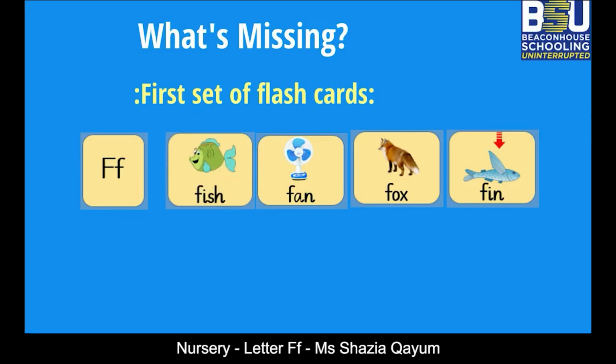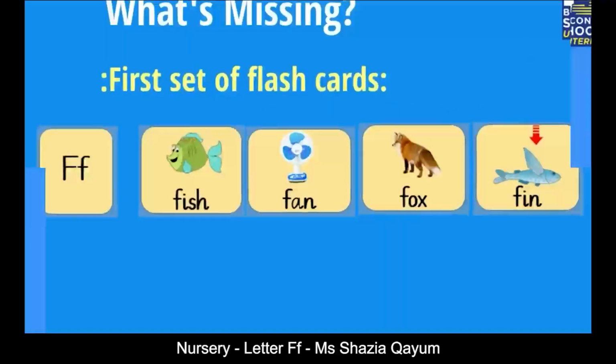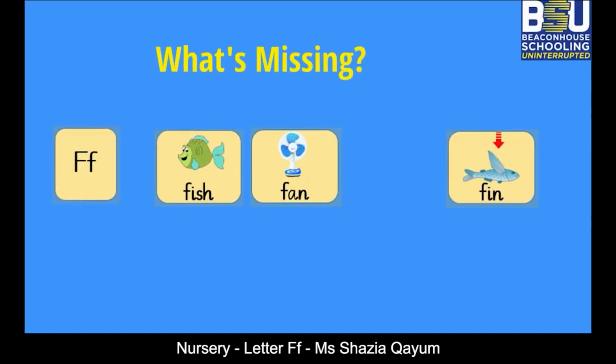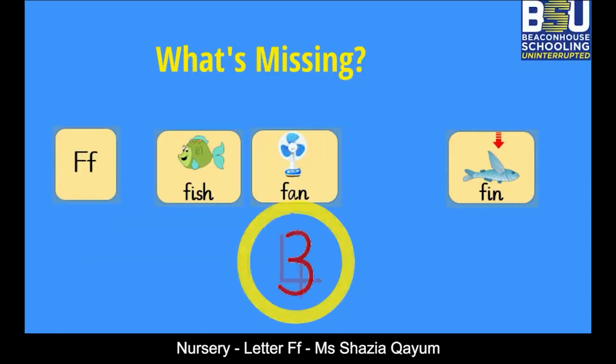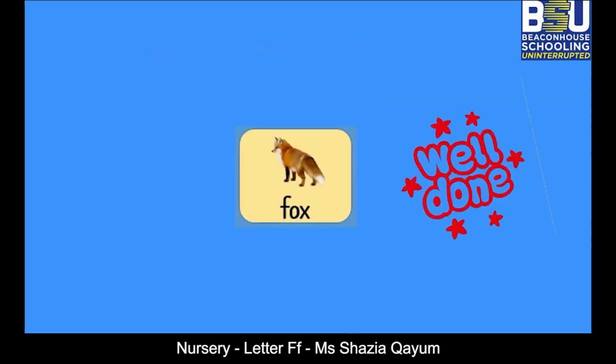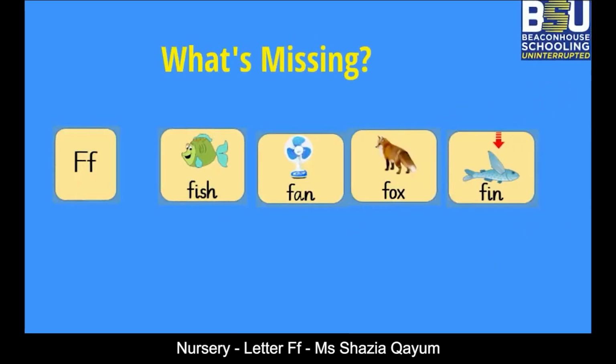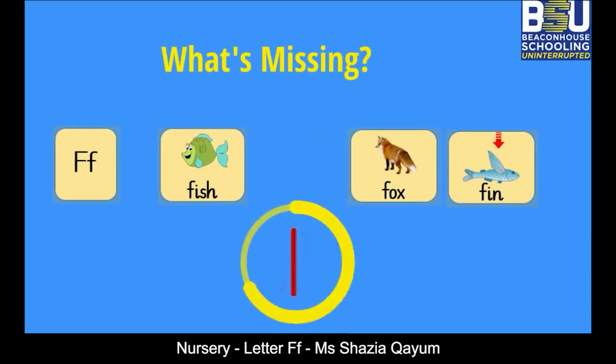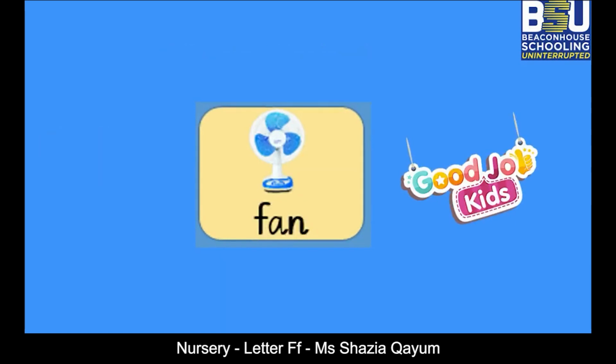We have a fish, a fan, a fox, and a fin in the first set of flashcards. Yes, children, what is missing? The countdown begins. Well done! Most of you guessed it right. The flashcard of a fox is missing. Let's have a look at the next set of flashcards. So children, what's missing here? Good job! You are absolutely right. The flashcard of a fan is missing.